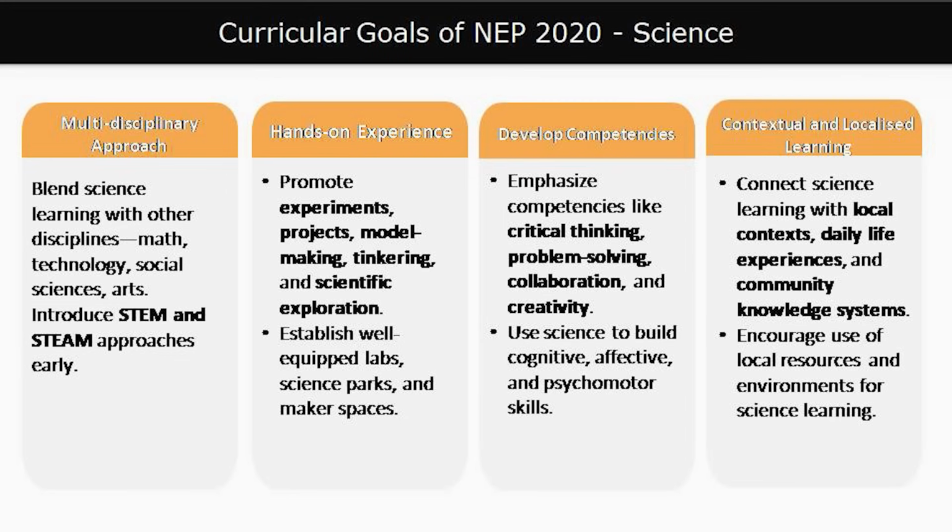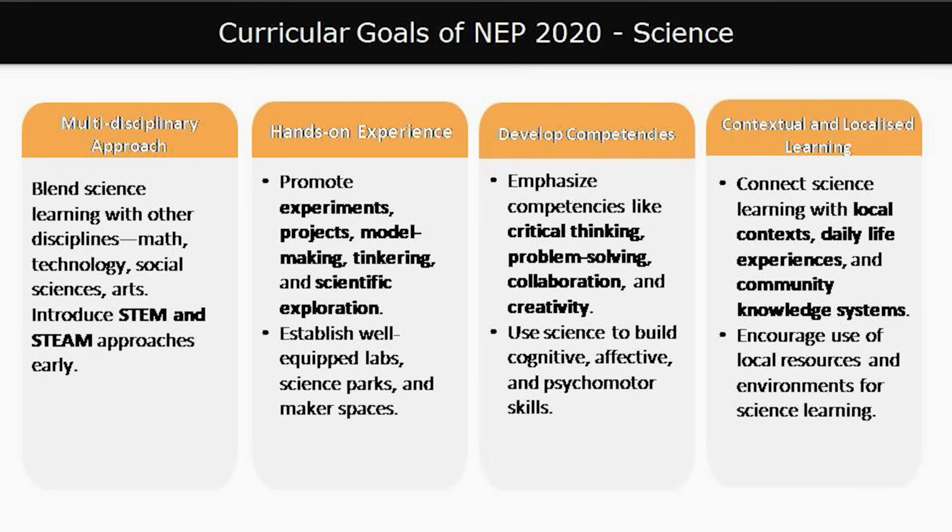Now let us discuss what the curricular goals are according to NEP 2020, mainly for science curriculum. If you see here, the first one is conceptual understanding. That means the curriculum must avoid rote memorization. It has to prioritize understanding through hands-on activities, and also it has to promote scientific temper and curiosity. It has to encourage students to ask questions, to observe, experiment and seek evidence.